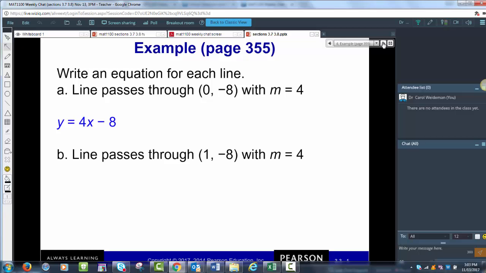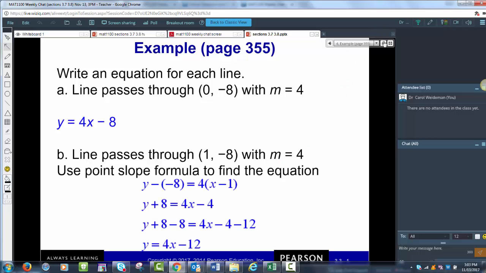Now the second example I have is a line that passes through this point with this slope. So now I have to use what's called the point-slope formula. To do that, I take y minus the y value in the point given equals m times x minus the x value given in the point that is on the line. In other words, that's why it's called point-slope, because you're using the coordinates of the point given and the slope. And then go ahead and simplify.